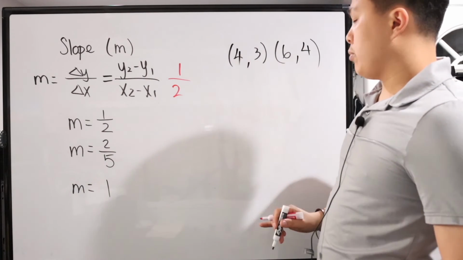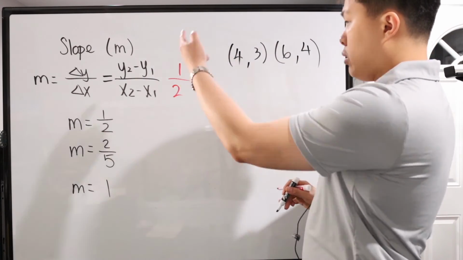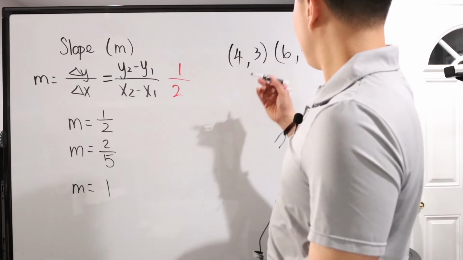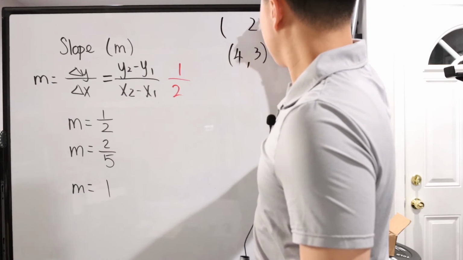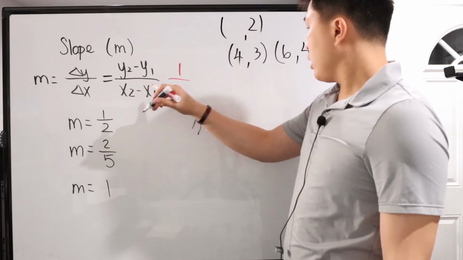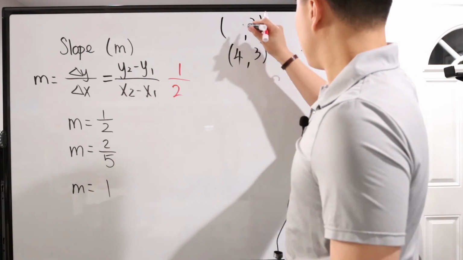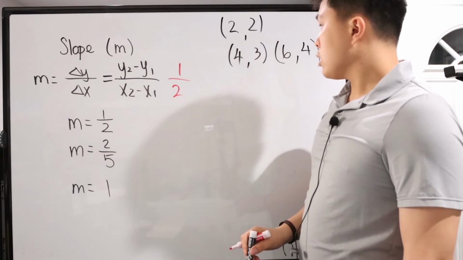From here, we can do the same thing. Let's just say 3 minus something equals 1. Well, let's just say that's going to be 2. Okay, 3 minus 2 equals 1, and then 4 minus something equals 2. Let's just say that's going to be 2. Okay, does that work? Yes, right?